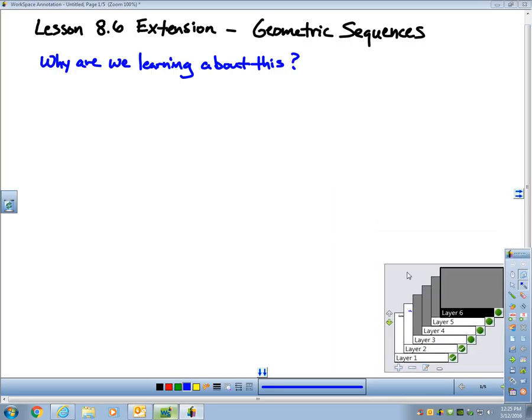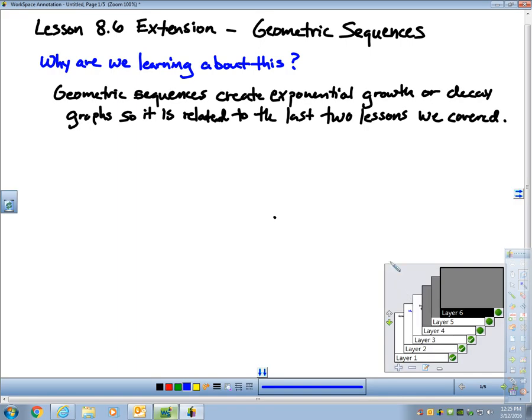I guess the first question is, why are we learning about geometric sequences? A lot of times we get this vocabulary, and you're probably thinking the same thing I did when I was your age: why would I want to know this stuff? What purpose does it have, considering what we've learned in the chapter? Well, geometric sequences, when you graph them, create exponential growth or decay graphs. So that's the reason it's related to the last two lessons that we covered and why this would fit here. A geometric sequence gives you those kinds of graphs.